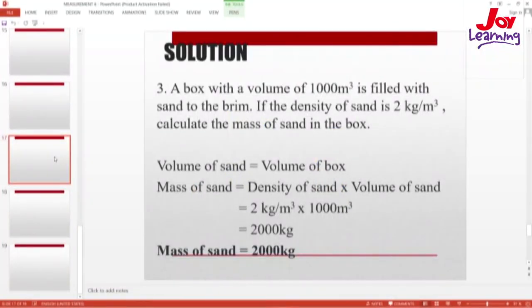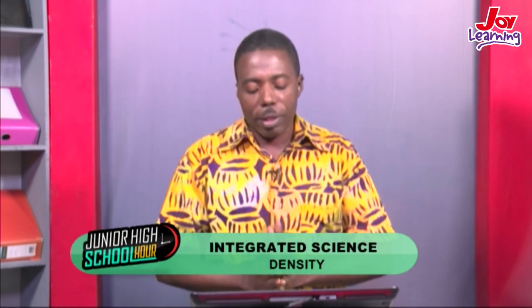So the volume of sand is the same as the volume of the box. Since sand in itself is not fixed that you can measure, if you put the sand in the box, the sand will take the shape of the box. And since the box has been filled to the brim, if you measure the dimensions of the box and get the volume of the box, it is the same as the volume of the sand.